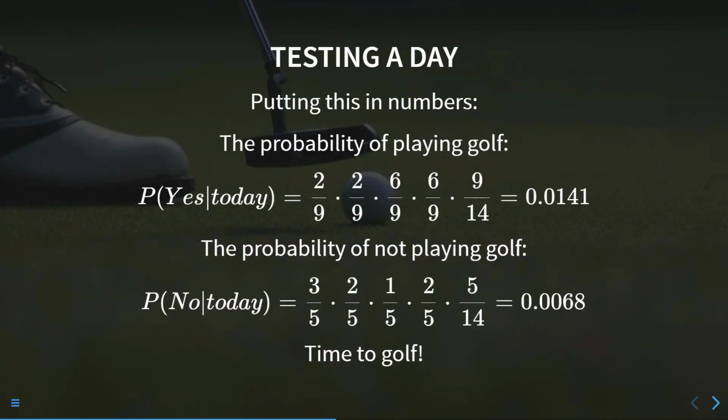So you put this in numbers. 2 out of 9, so that's the likelihood of going golfing given that the conditions are sunny. 2 out of 9, the likelihood that we are going golfing given that the temperature is hot. 6 out of 9, we're going golfing given that the humidity is normal. 6 out of 9, we're going golfing given the wind factor is false, it's not windy. And 9 out of 14, the boss's general likelihood to go golfing. So we multiply all of those together and we get this number, 0.0141. The probability of not playing golf. Multiply those numbers, it's 0.0068.